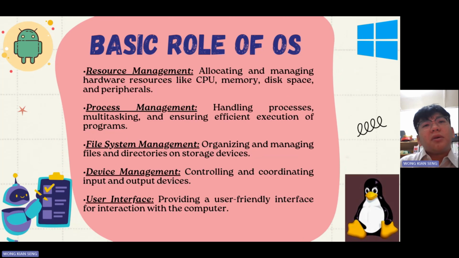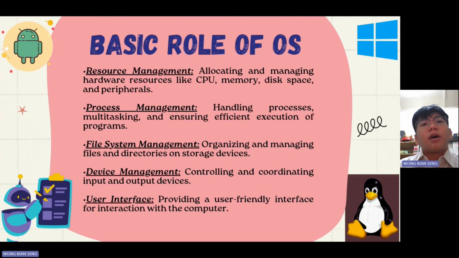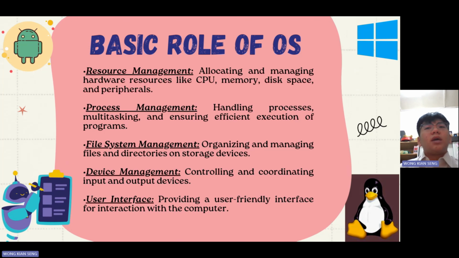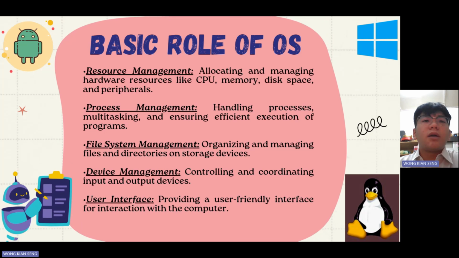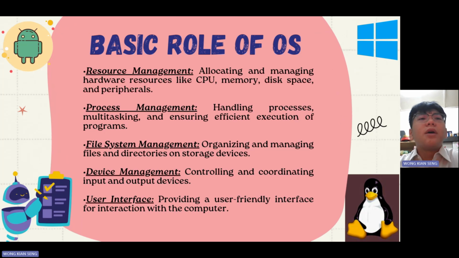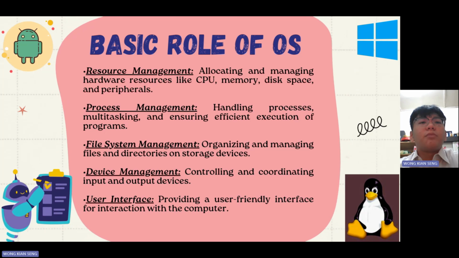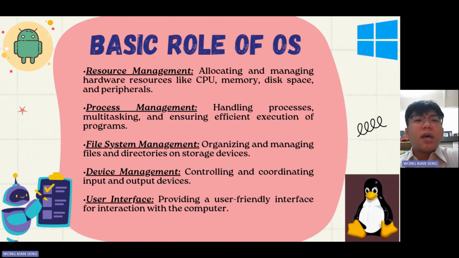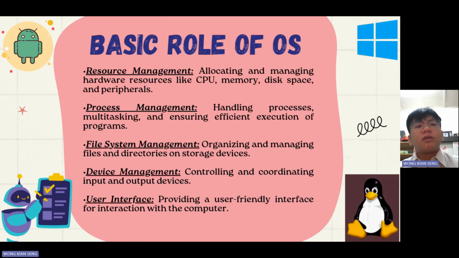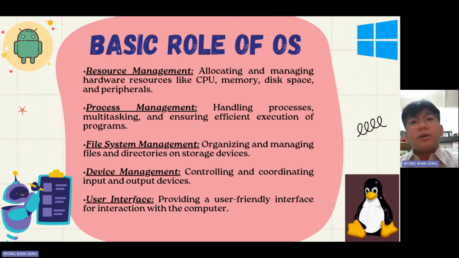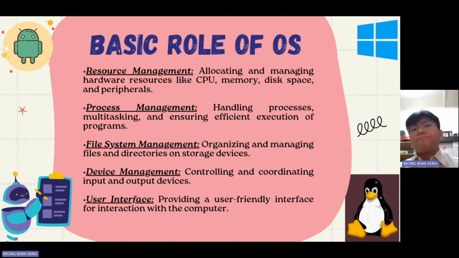Okay, so what does the OS actually do? The first one is very easy: resource management, which I mentioned just now, which is allocating and managing hardware resources like the CPU, memory, disk space, and also the peripherals, such as your display. Then process management, which handles processes, multitasking, and ensures efficient execution of programs. And file system management, device management, and the last one is the user interface. You can easily get the idea from the names of these basic roles.